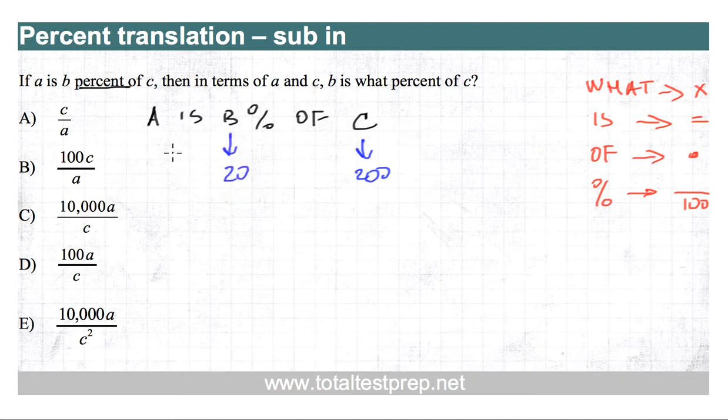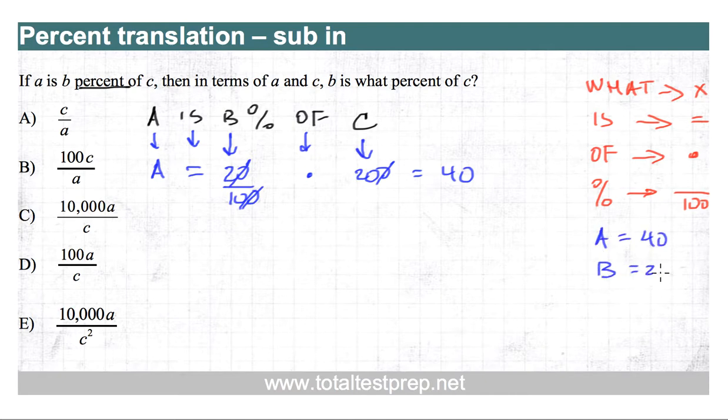So what we're saying is that A is 20% of C, or A is 20% of 200. So 20% of 200, we can knock out the 0 over here, 0 over here. A is equal to 2 times 20. So A is 40. Let's write that down here. A is 40, and we picked B to be 20 and C to be 200.